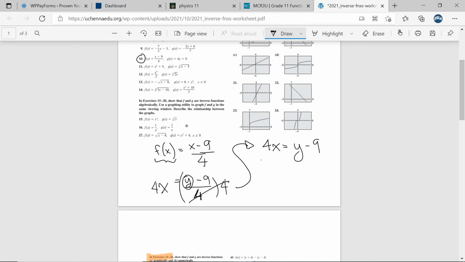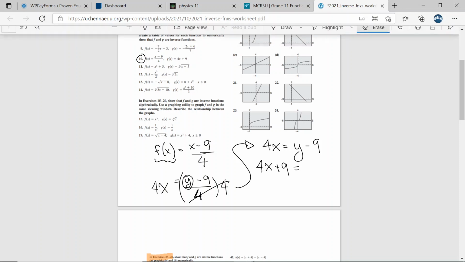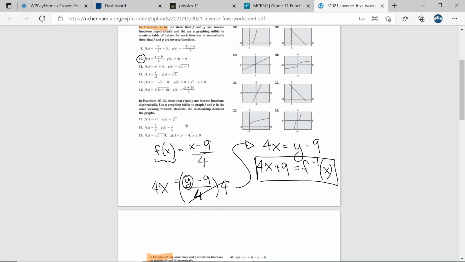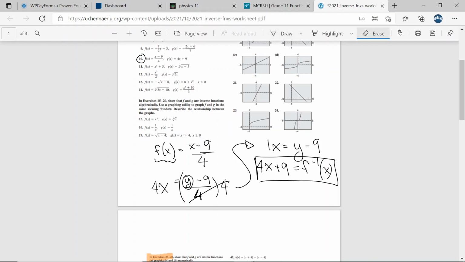And then I'm just going to bring the 9 over, and I'll end up with 4x plus 9 is equal to y. And that would be my inverse, but you can tell that this y looks no different than the original y. So I'm going to replace this y with a notation that reminds me that this is my inverse, and that notation is f, and then this -1 is not an exponent, it's just a notation, f inverse x. And that is my final answer. That's really what you're supposed to do. And look, we get the exact same answer that they got. So we're on the right track.